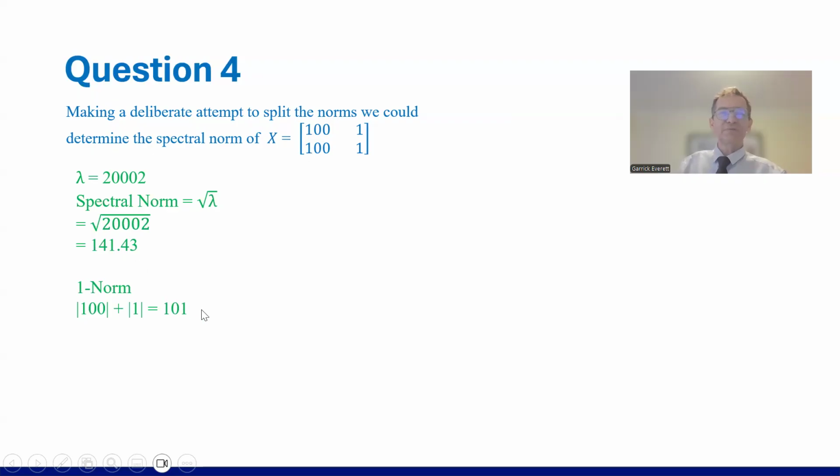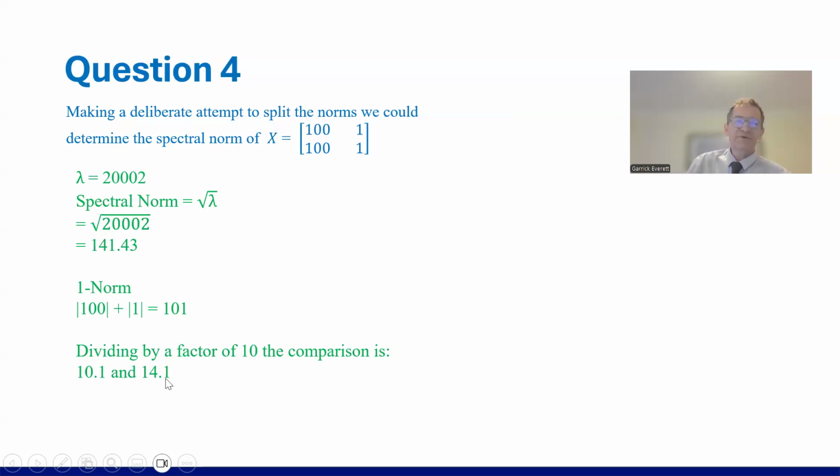So you can see there's a little bit more difference here, 101 to 141. But if we divide by a factor of 10, the comparison is 10 to 14. So it's still reasonably similar. Obviously, it's a bit different, but you can still say, yeah, okay, it's within range. It's not like one is 1 and the other one is 10,000. There's not going to be that much of a change. Even here, we're trying desperately to smash the norms apart and give them completely different numbers. They are going to have some sort of similarity.